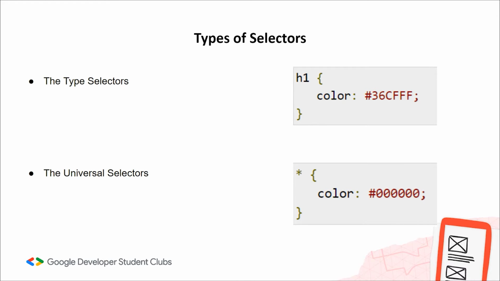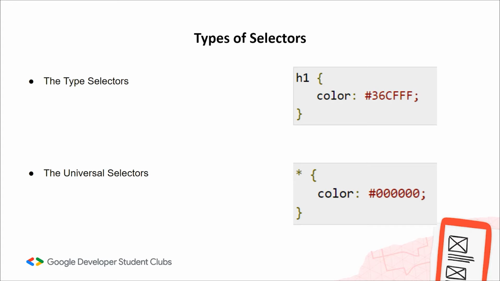There are certain types of selectors which are very common in CSS. The first is the type selector. In a type selector, we give a property to a particular type of tag. For example, in the type selector, we can see that the h1 tag got a hex color of 36CFF. That means this color is going to be superimposed on the h1 tag. Secondly, this h1 tag is a localized tag, and this type selector is used for localized tags.